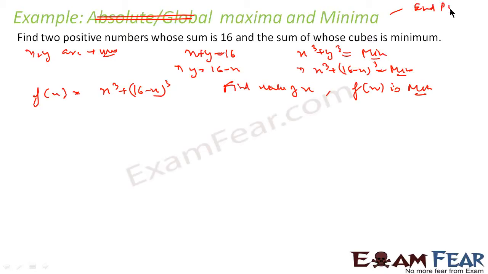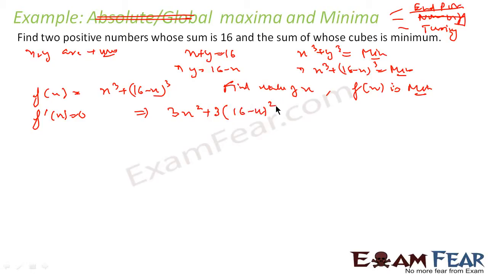Again, the same thing: it can be an endpoint, a non-differentiable point, or a turning point. Endpoint is not possible because of the open interval. Non-differentiable is not possible because it's a continuous, differentiable function. The only possibility is a turning point, where f dash x is equal to 0. So let's find f dash x. x cube becomes 3x square, and (16 minus x) cube becomes 3 into (16 minus x) square into minus 1. This is f dash x, and this is equal to 0.